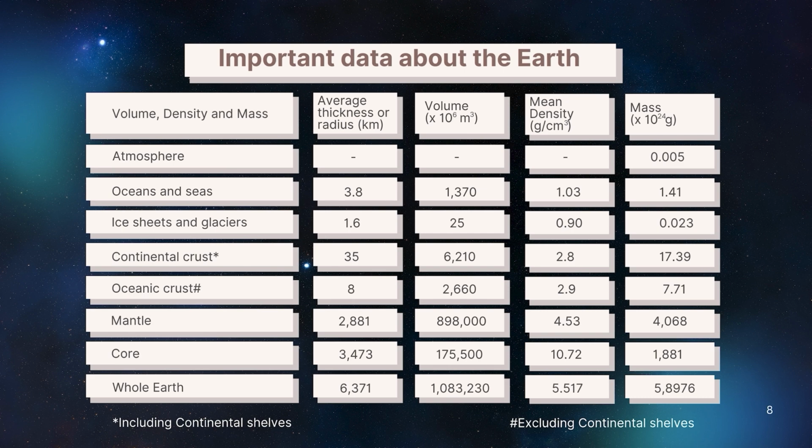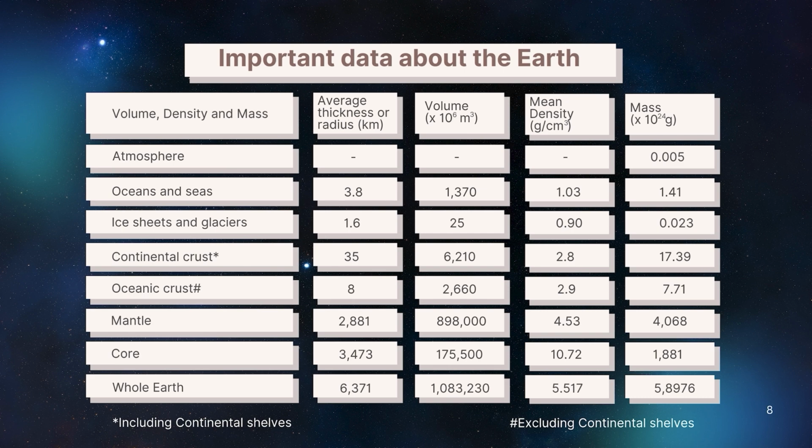These layers are separated apart by several kilometers. Continental crust is 35 kilometers thick, whereas oceanic crust is only 8 kilometers thick. The density is also different. Continental crust is lighter as compared to the oceanic crust. Mantle is different from the crust and core. Mantle is relatively much denser than the crust, almost double, that is 4.53 compared to the crust.